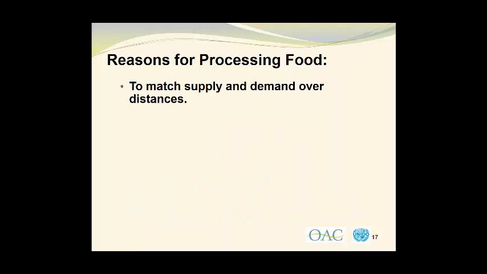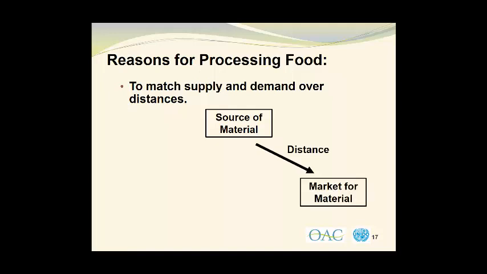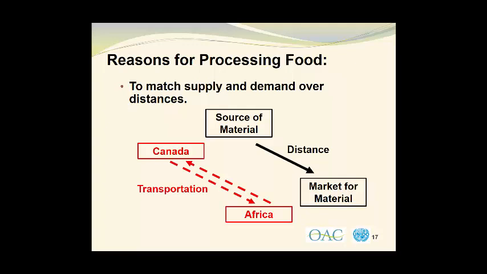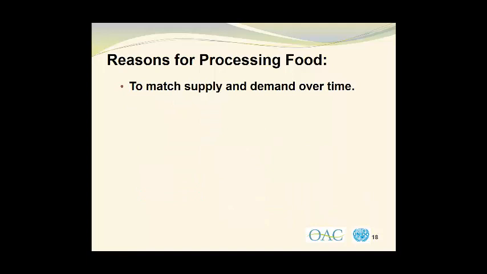We also need to match supply and demand over long distances. We may have a source of material that is separated by distance from the market for that material. So in order to deliver a product from a country like Canada to a country in Africa, or to take something that was produced in Africa and deliver it to Canada, we need to transport the product over great distances. And to do this, we need to have some sort of processing involved.